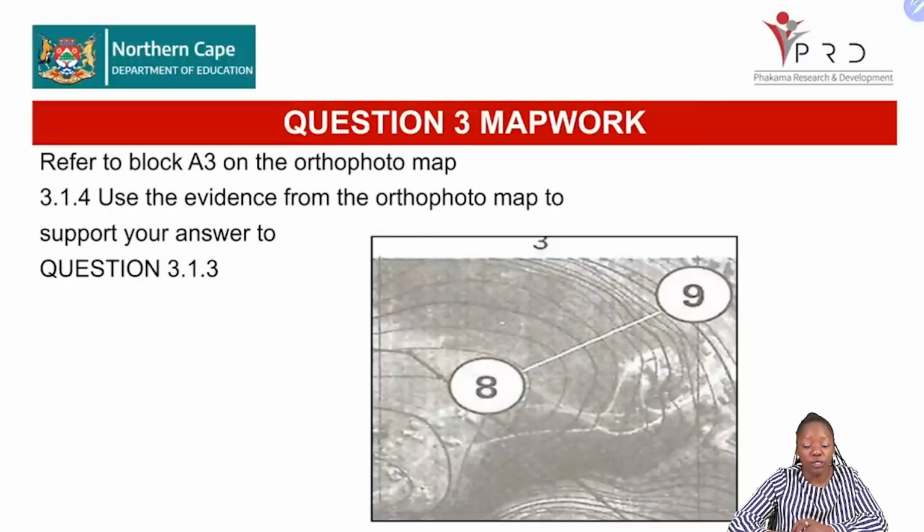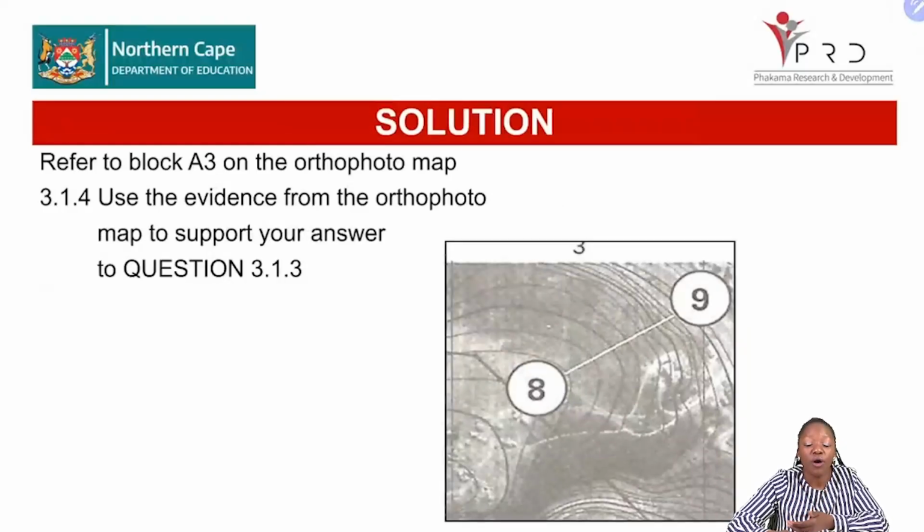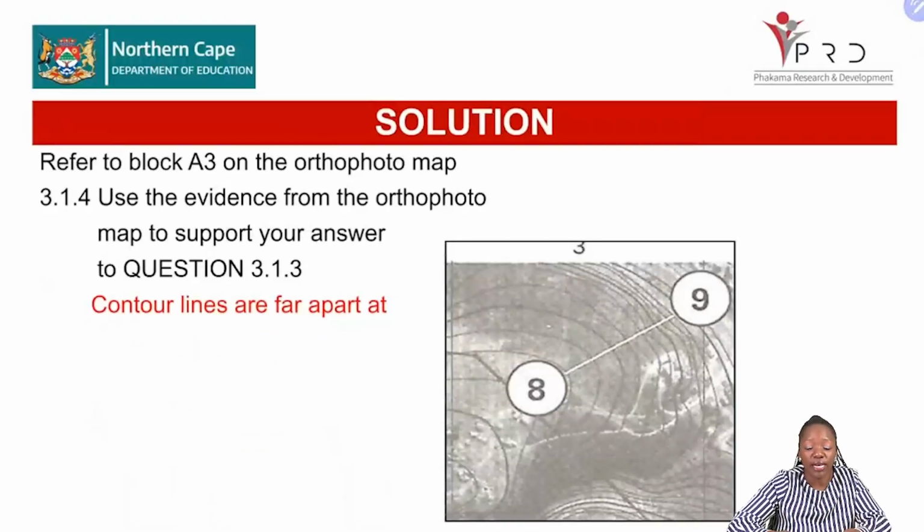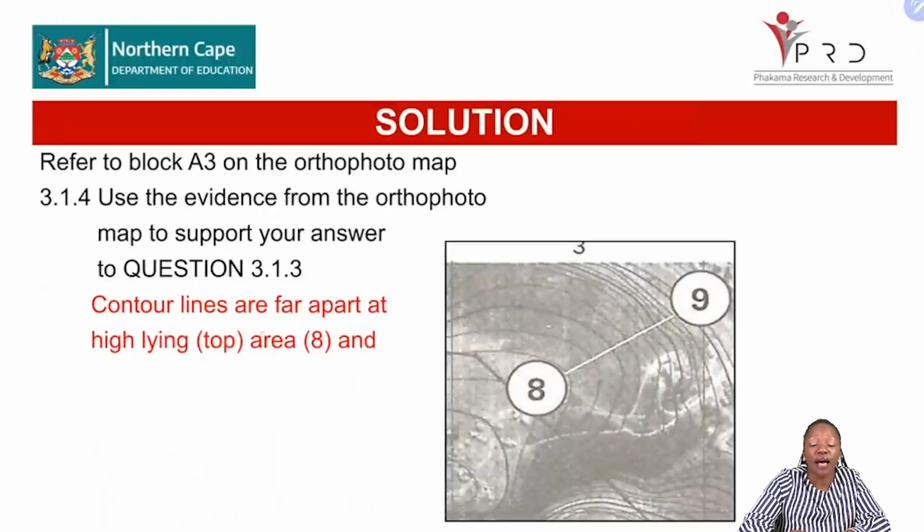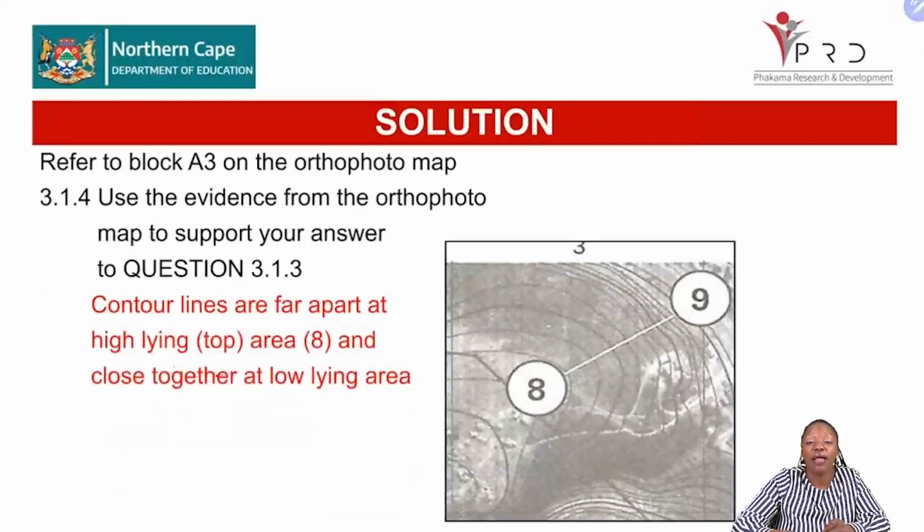Our next question, you're still referring to block A3 on the orthophoto map, and now you are giving evidence. The evidence we've already given: the contour lines are far apart at the high line, which is the top area at number 8. As you can see, they are far apart. Then as you move to number 9, they are closer together at the low-lying area, which is at the bottom, number 9. So therefore, that is our evidence.